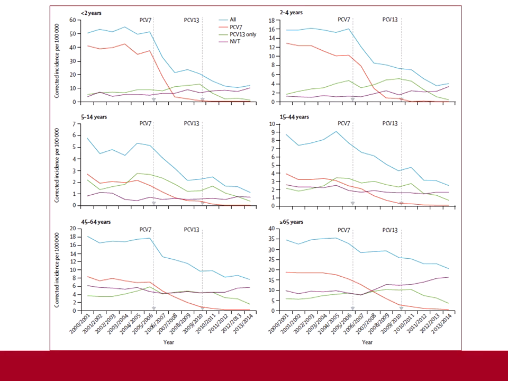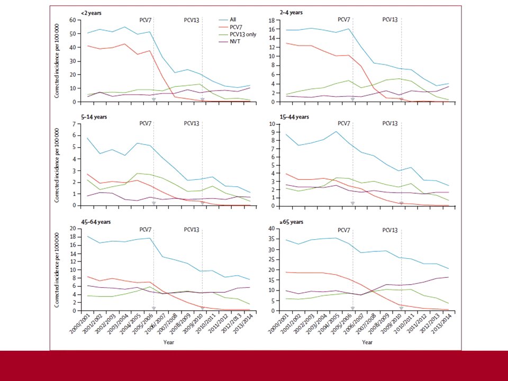If you follow this line, there's an extra line now. So the red line is the PCV7 serotypes that I showed you, and that went down and stayed down very nicely. The additional PCV13 serotypes went up a little bit and then came down after PCV13 was introduced. We saw a little bit of replacement disease, but a huge overall benefit from the program for children. And that trend continues in the other age groups as well.